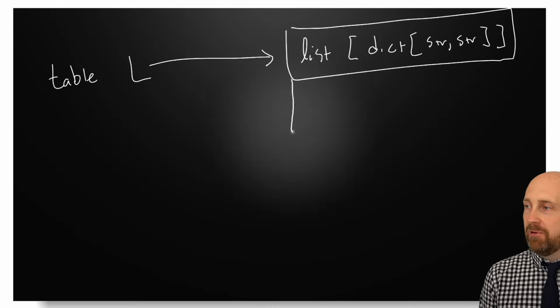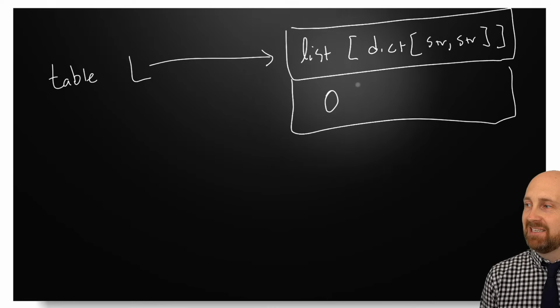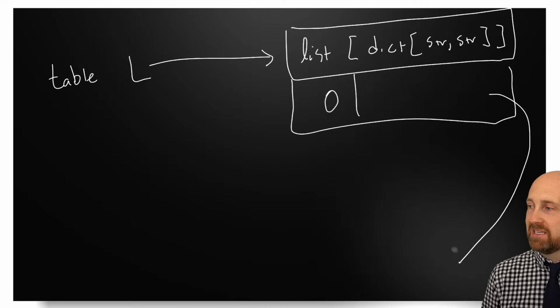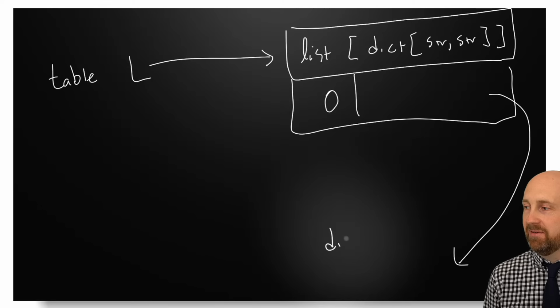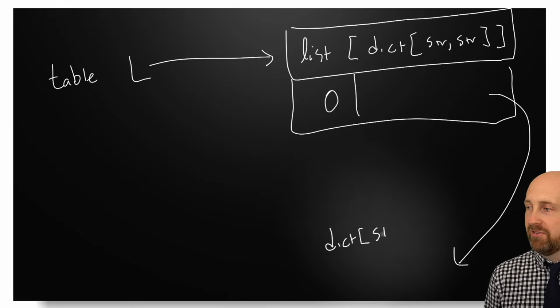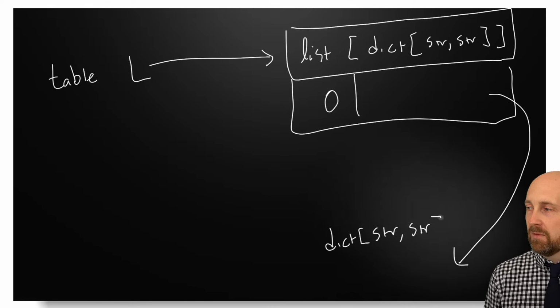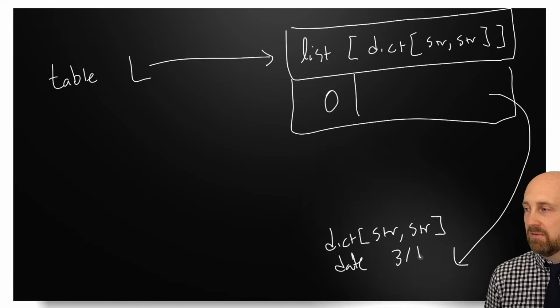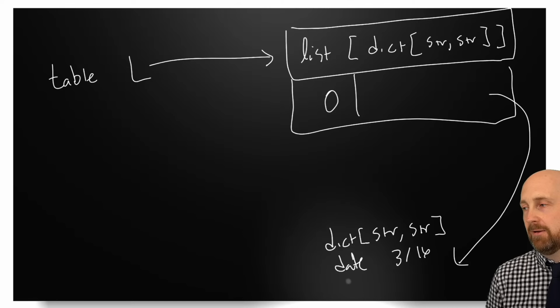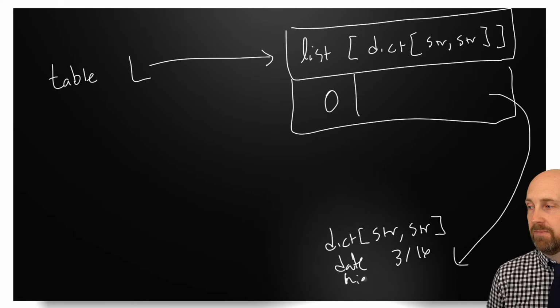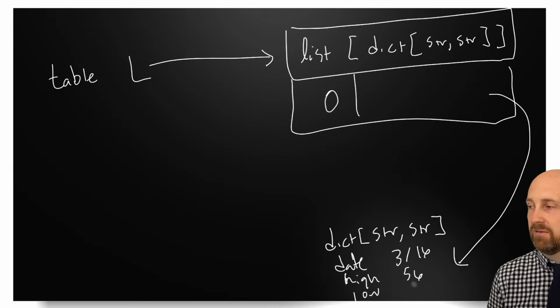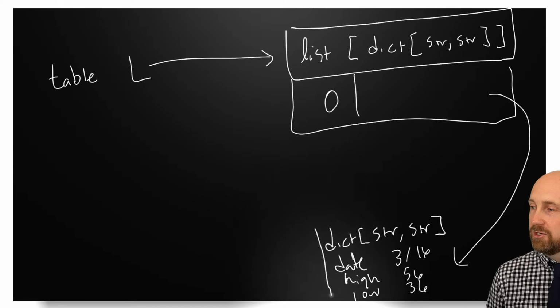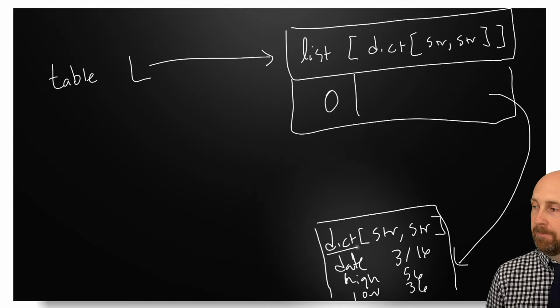The first time we add a row, what we're doing is we're saying at index 0, add a row. Well, what is that row? It turns out that's a dictionary from string to string where the date is 3/16. I'm not going to put quotes around these, but these are all strings. The high temperature is, I think, 56 or something, and then the low is like 36 or something, right? So that's one dictionary, and that's one row.